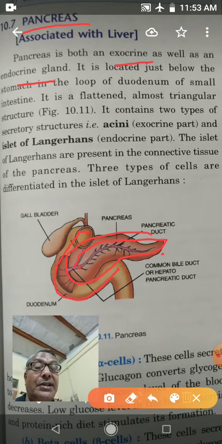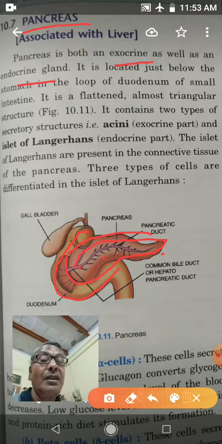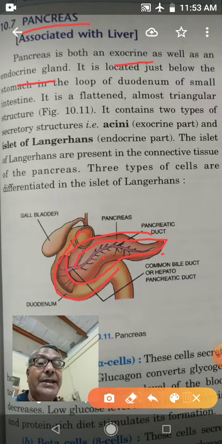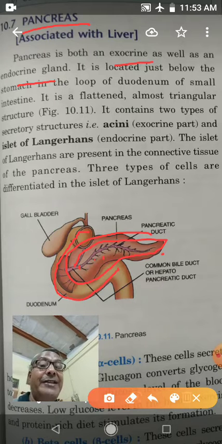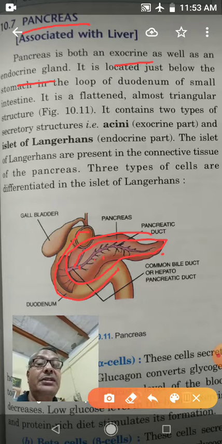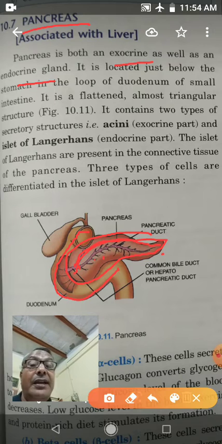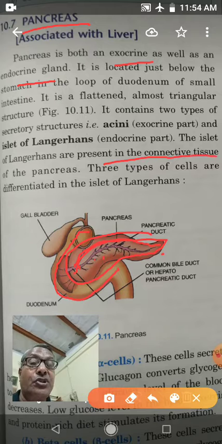But when we study the internal structure of the pancreas, it is made up of pancreatic lobes. In between the pancreatic lobes, islets of Langerhans are present. Pancreatic lobes are the exocrine part. They secrete pancreatic juice that helps in the digestion of food. But islets of Langerhans are the endocrine part, and this endocrine part is present in the connective tissue of the pancreas.